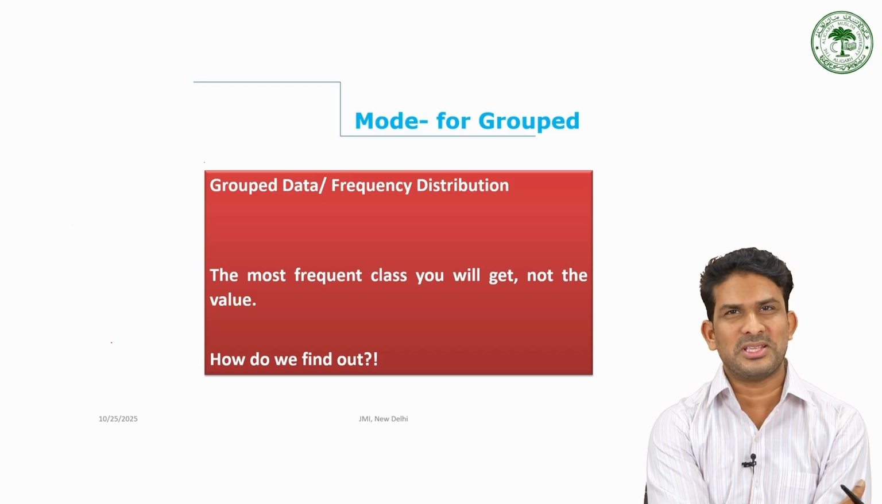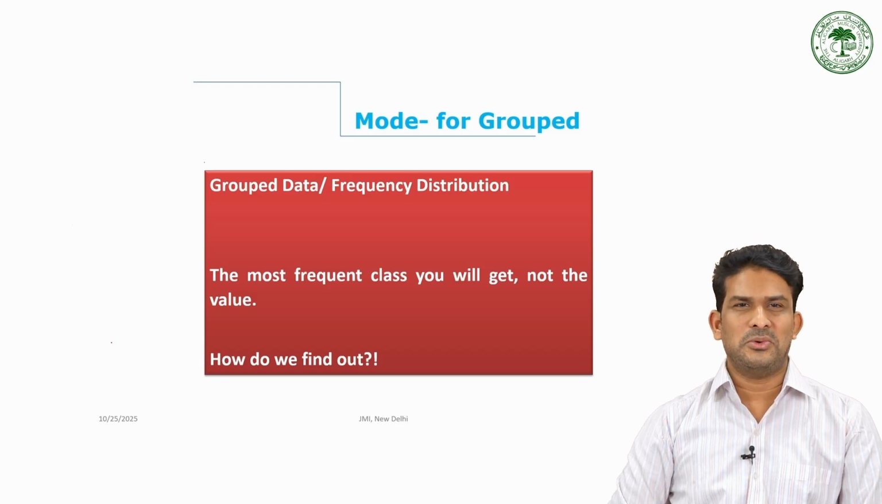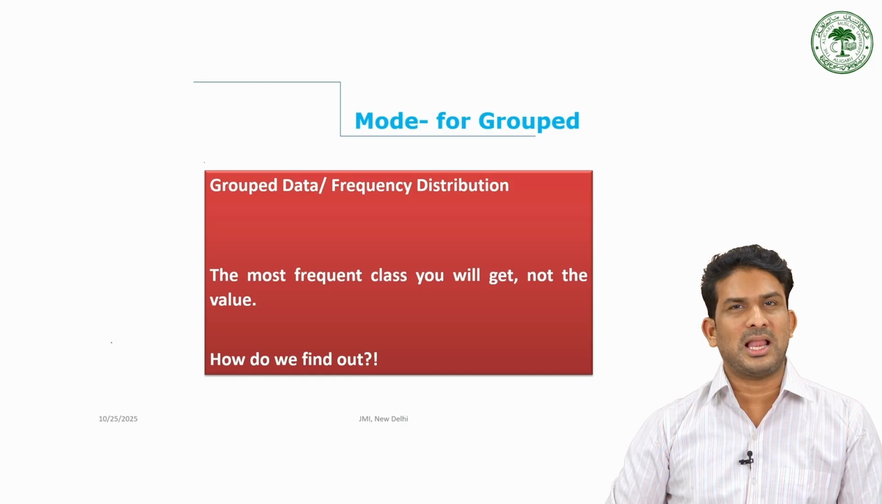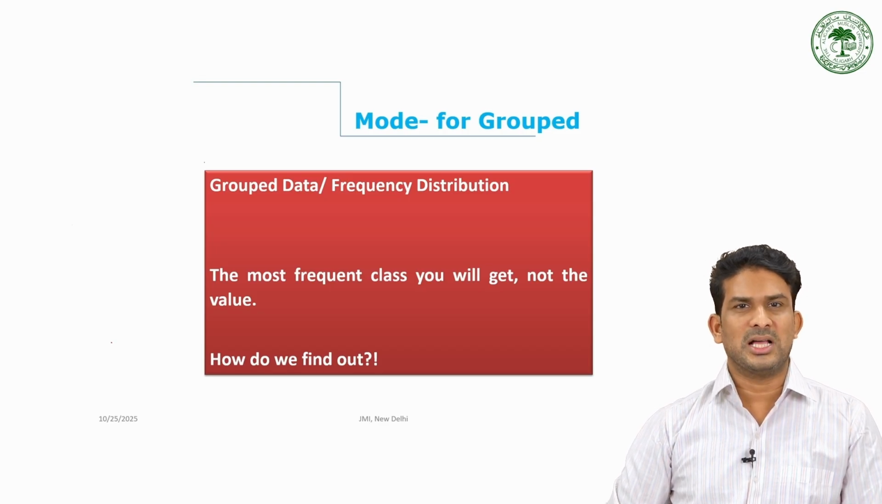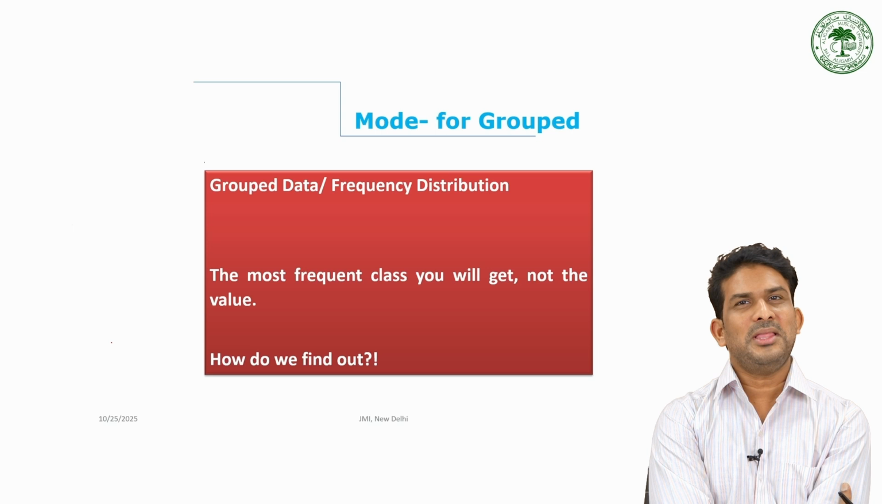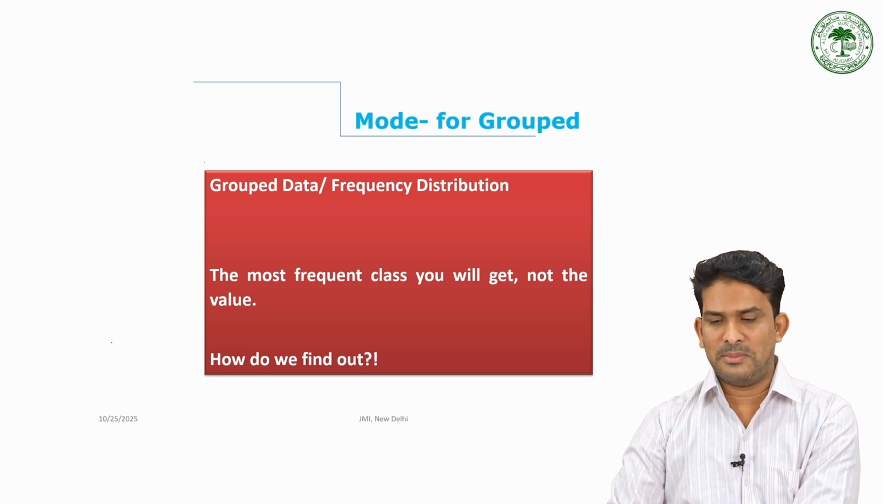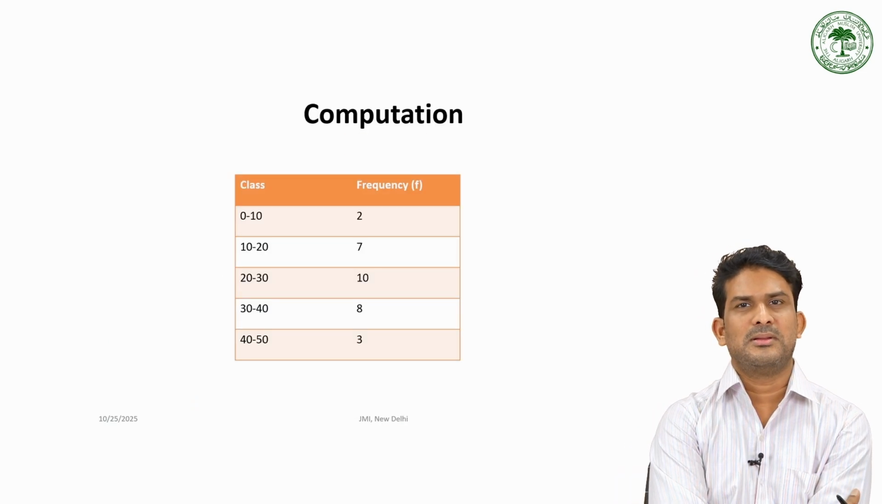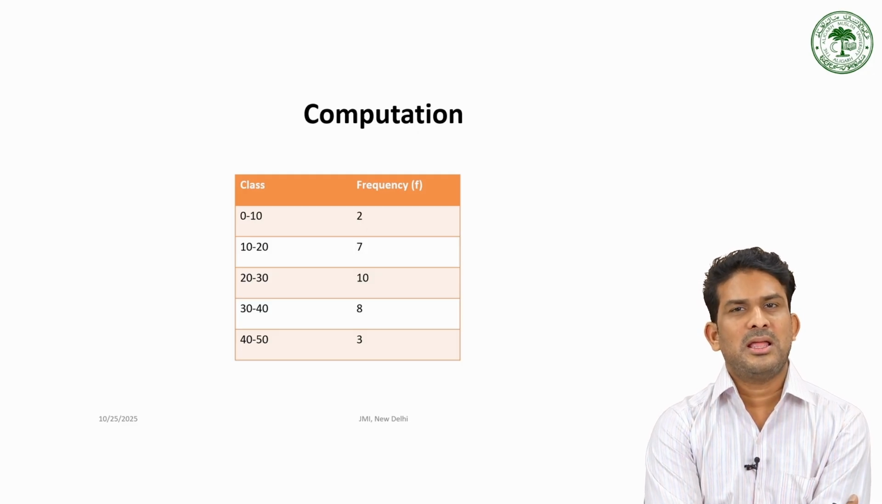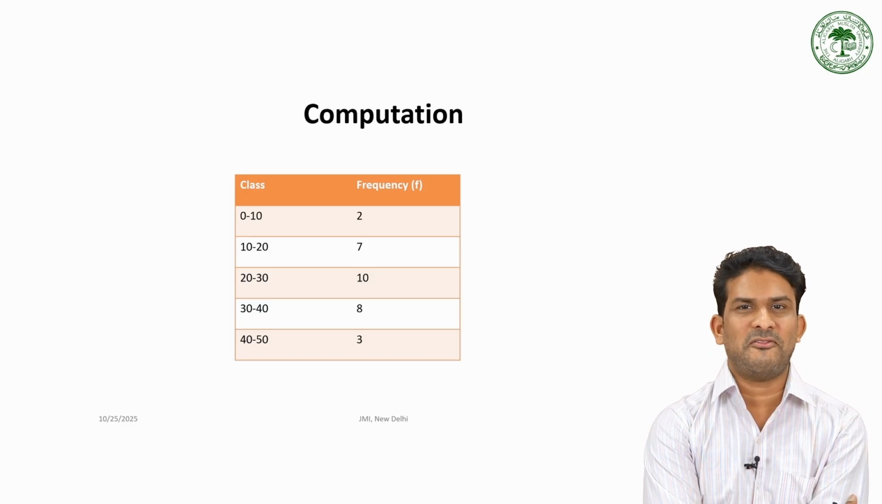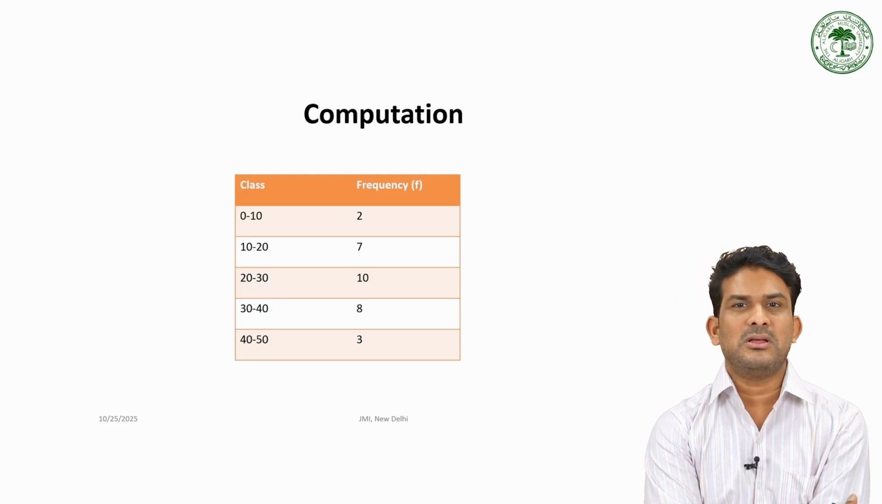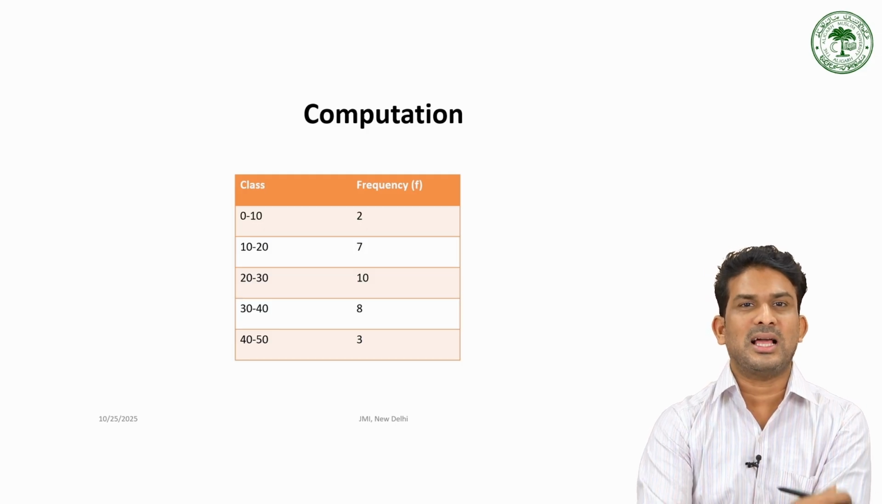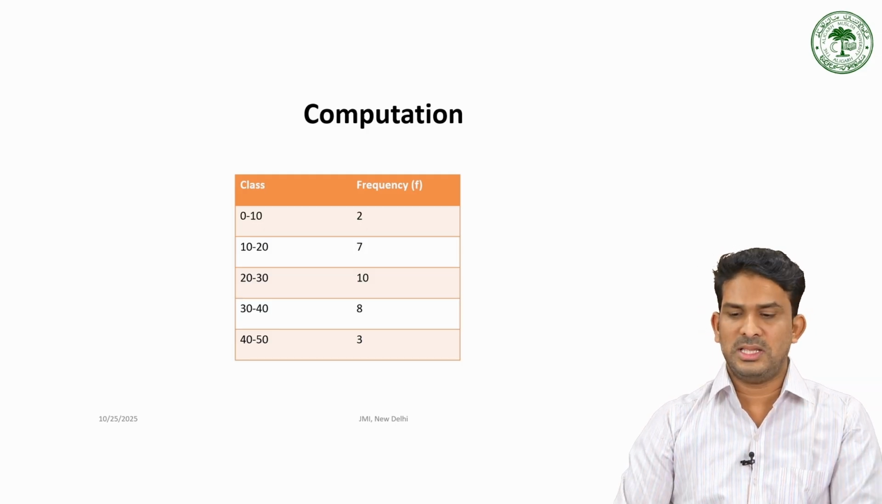Grouped data, that is a frequency distribution. How do we identify the mode? It is the most frequent class you will get, because where the highest frequency is, that is the most frequent class, but not the exact value. Then how do we find it? For example, here I don't know which is the mode, but I can identify the frequency where the mode can come. That is 10, the frequency of 20 to 30. That class is the modal class. Most frequency is coming there.